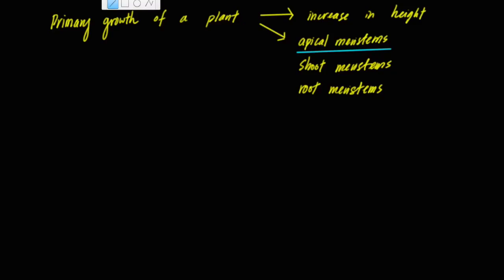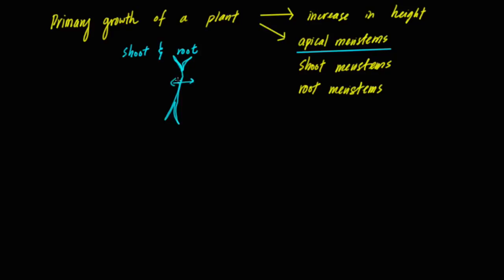Hi kids, today we're going to talk about primary growth of a plant. Now, primary growth of a plant refers to the elongation of its shoot and root, meaning that the roots of the plant grow deeper and the shoot of it grows higher. It is not about how wide the plant grows. Widening the plant is called secondary growth.